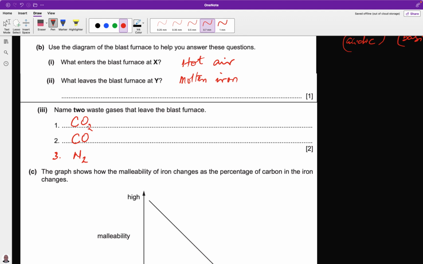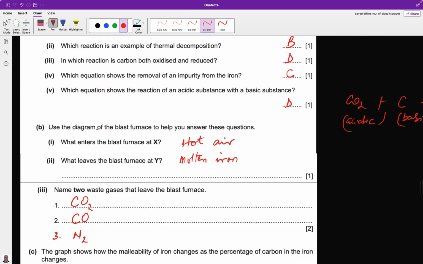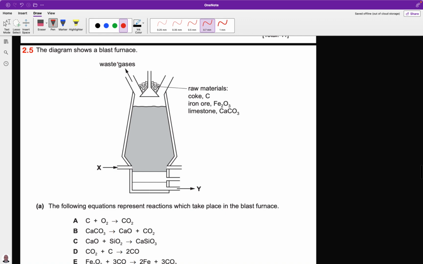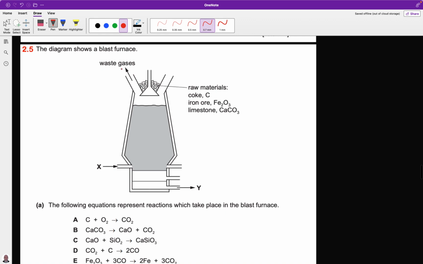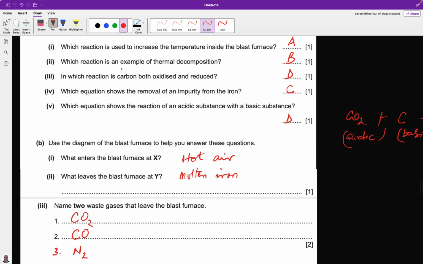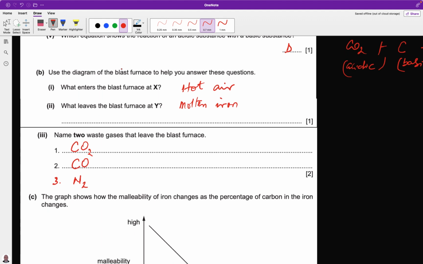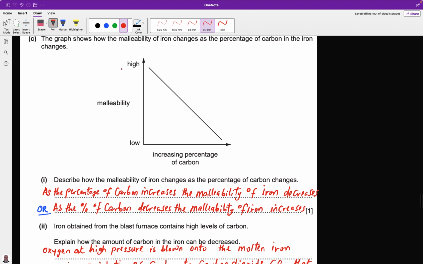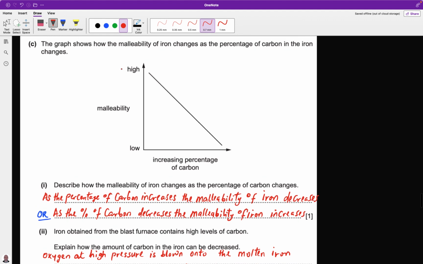So we have carbon dioxide, which is the hot waste gas. That's the one that will be leaving here. These are the waste gases that are leaving from here. So the waste gases, they are hot waste gases. We have carbon dioxide, carbon monoxide, and nitrogen. Okay, the C part of it.